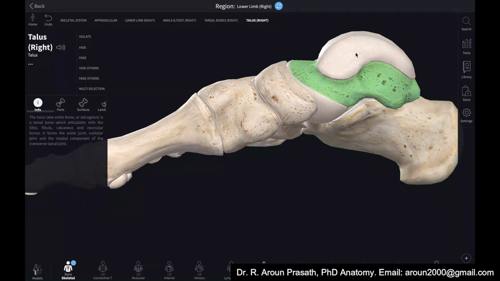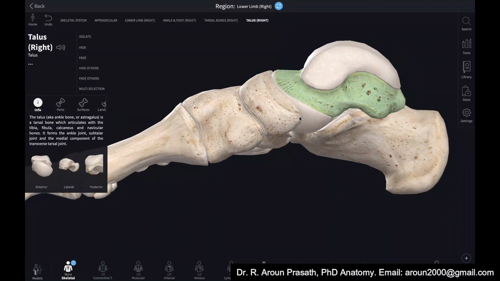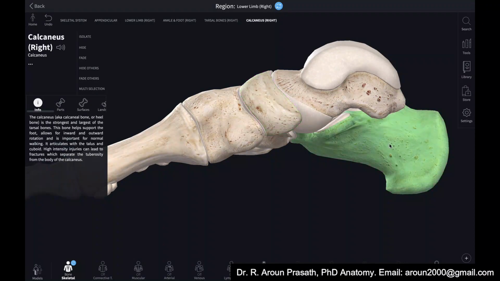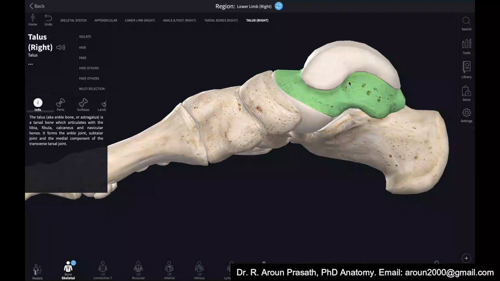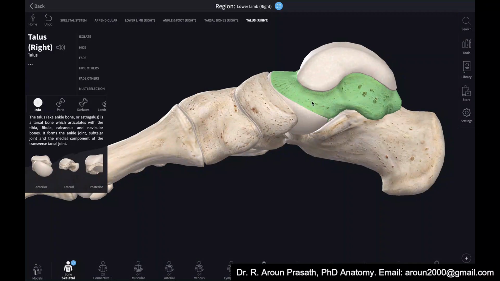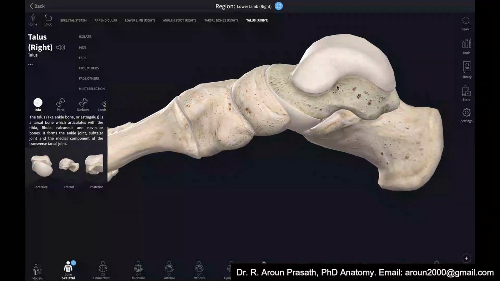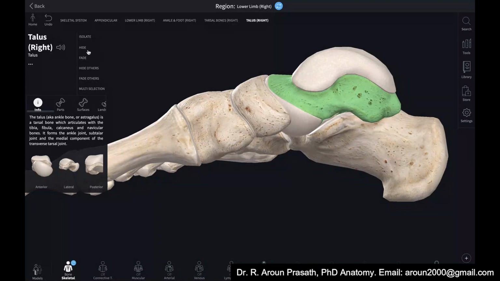So what happens when the tibia is bringing the body weight here? The weight is transferred to the navicular and to the calcaneum. In fact, this is the spot where you come and land. Okay, so this is the neck of the talus bone. I will remove that.